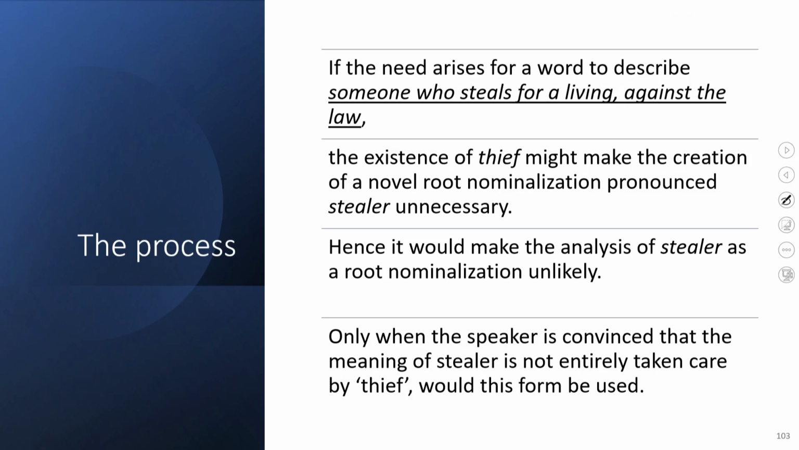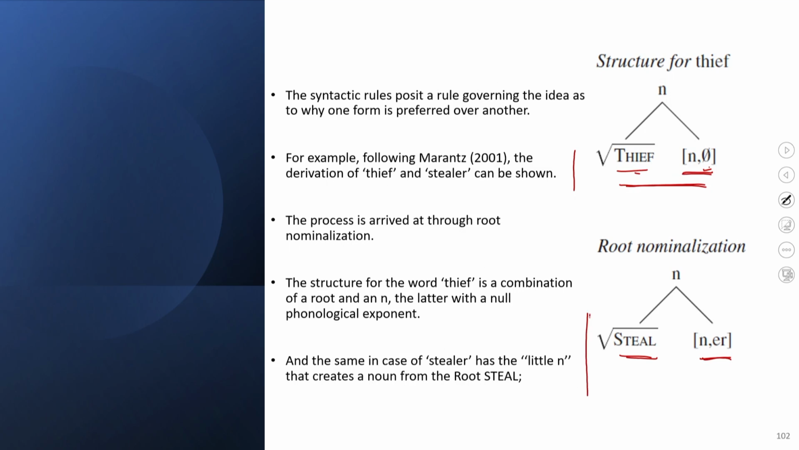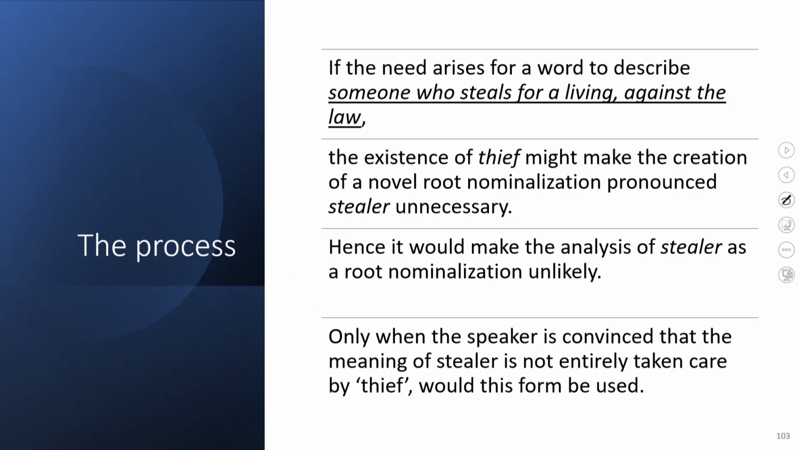So the process through which stealer is disregarded is this: they already have the word thief. You do not need to create this kind of complex structure to arrive at stealer, because you already have thief. Hence it would make the analysis of stealer in terms of root nominalization unlikely. Only when the speaker is convinced that the meaning of stealer is not entirely taken care of by thief would this form be used.